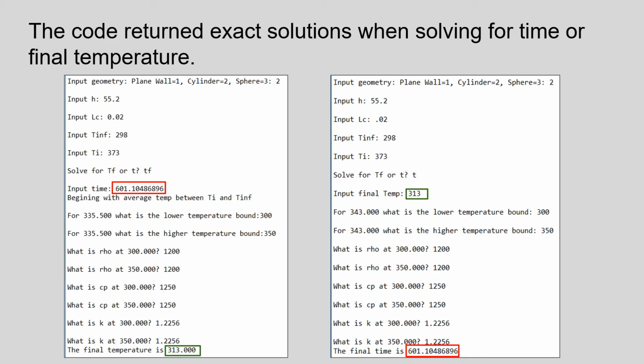The inputs to this code include the geometry that you would like to solve for, the heat transfer coefficient, the corrected length factor, the atmospheric temperature, and the initial temperature. You are then asked whether you want to solve for the final temperature or the final time. After that, you're able to input the properties of the material that you are working with. If iterations are needed, additional prompts will be asked for more information. Finally, either final time or final temperature will be given.